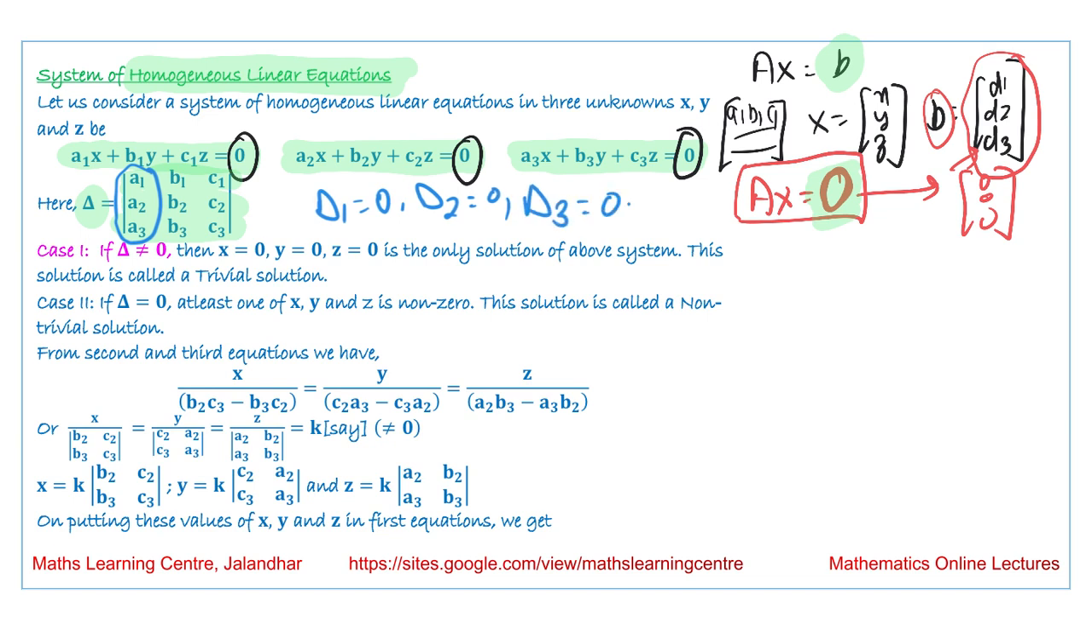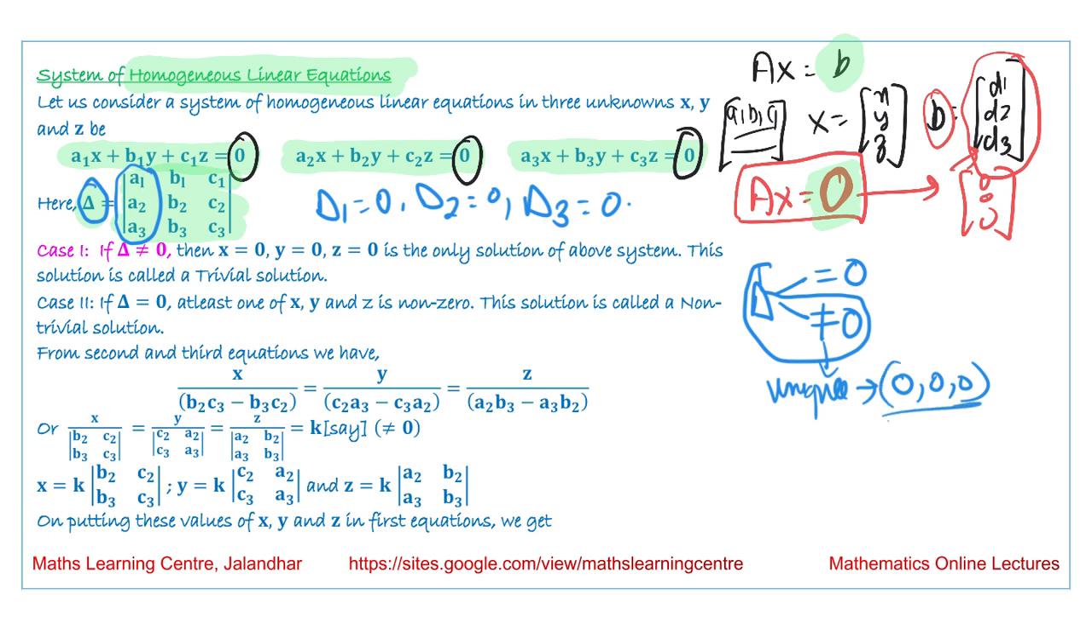So one thing is clear, that if we are talking about the values of delta, we are having two cases now: either the value of delta is equal to 0 or the value of delta is not equal to 0. Now if the value of delta is not equal to 0, we know that it will have a unique solution, and that solution will be given by 0, 0 and 0. This is the only solution in this case. We are saying the value of x we will obtain will be 0, value of y is 0, and value of z will be 0.